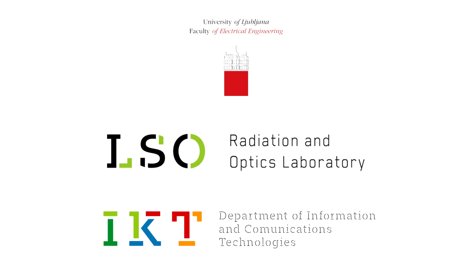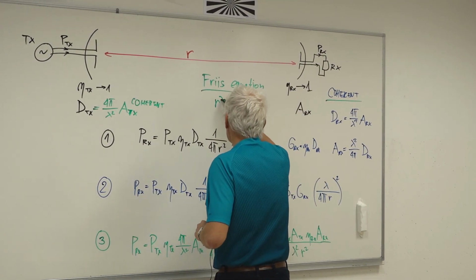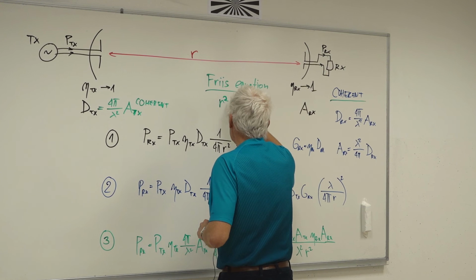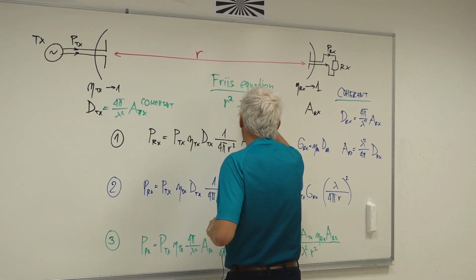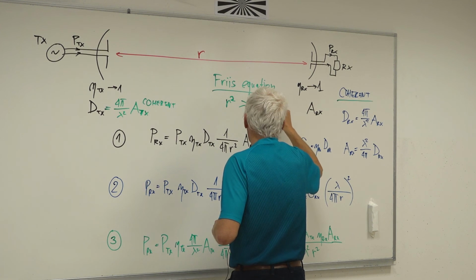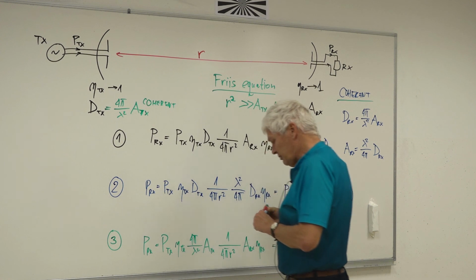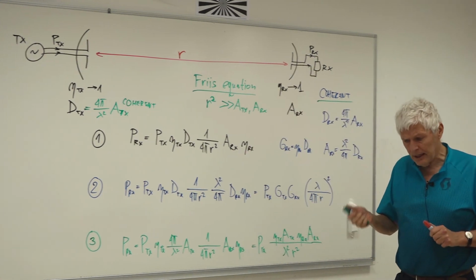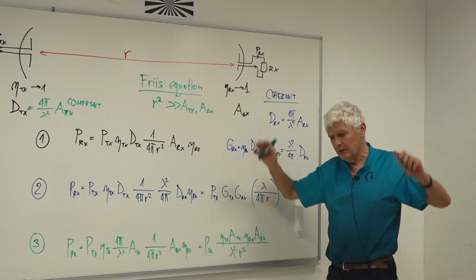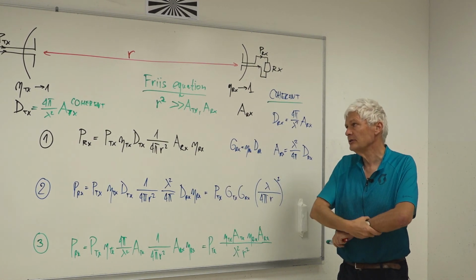So, talking about the Friis equation. The Friis equation works very well when the distance r squared is much larger than the size of the antennas of the transmitter or of the receiver. And in fact, this is what we usually do. We try to use wireless communication when we want small antennas and long range. This is the usual thing.